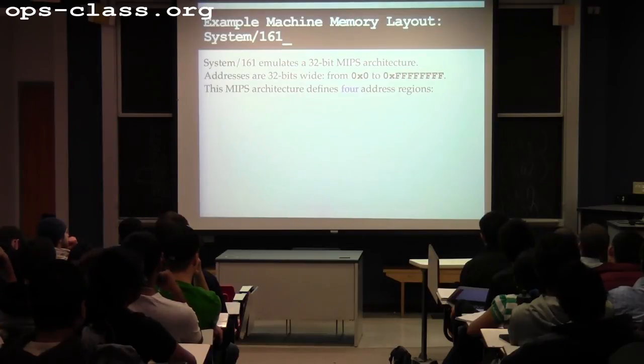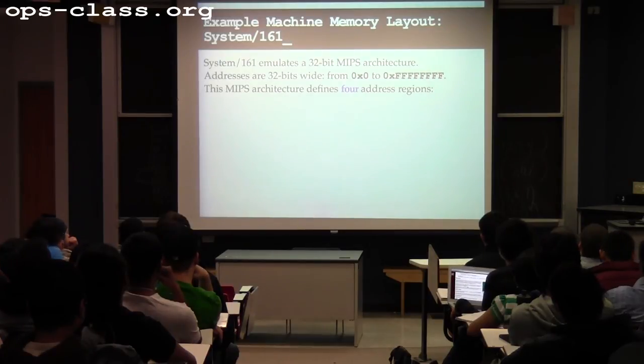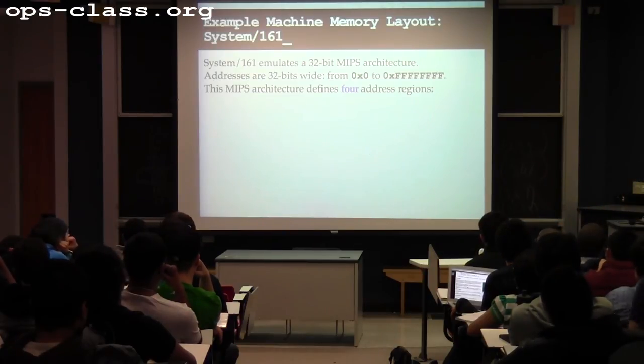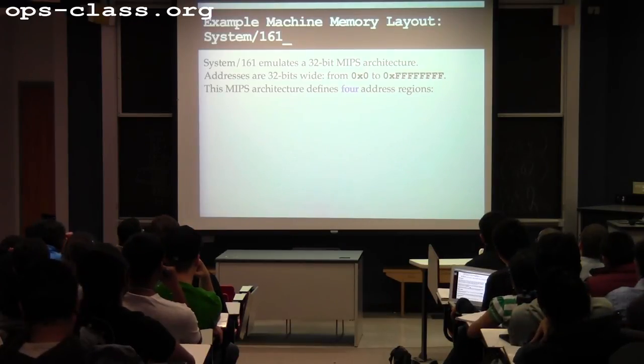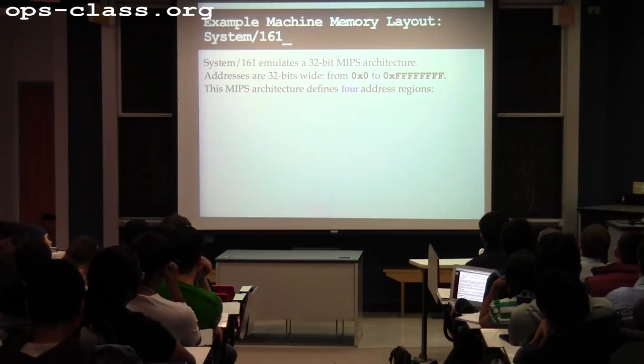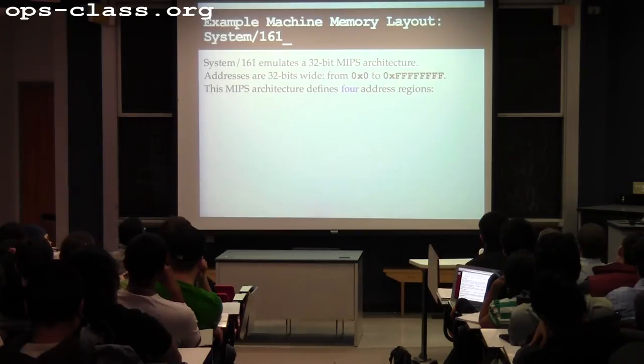On each machine, and I don't want to go too far down this particular rabbit hole, because it's like boot, every machine is sort of its own private universe. Different architectures have different ways that they lay out the physical memory space. What you really need to know, particularly for assignment 3, is how the OS/161 system emulates the 32-bit MIPS architecture. So my addresses are 32 bits wide. That means they start at 0x0 and they go up to 0xFFFFFFFF, or whatever that is.